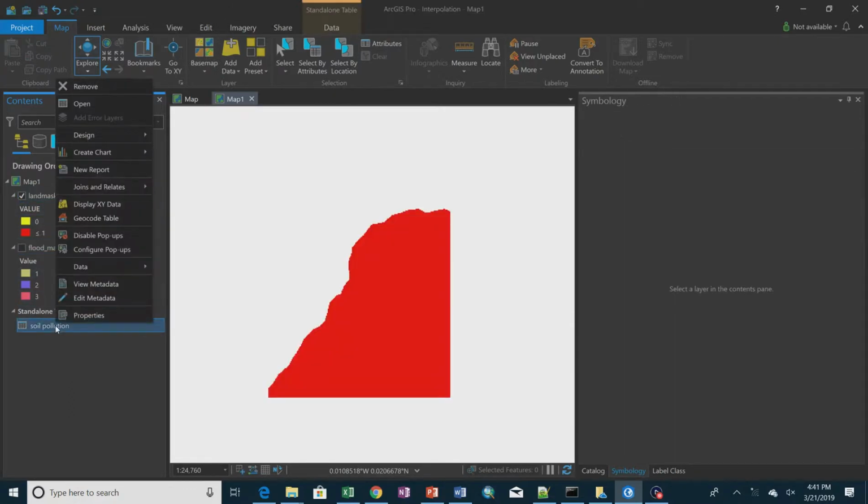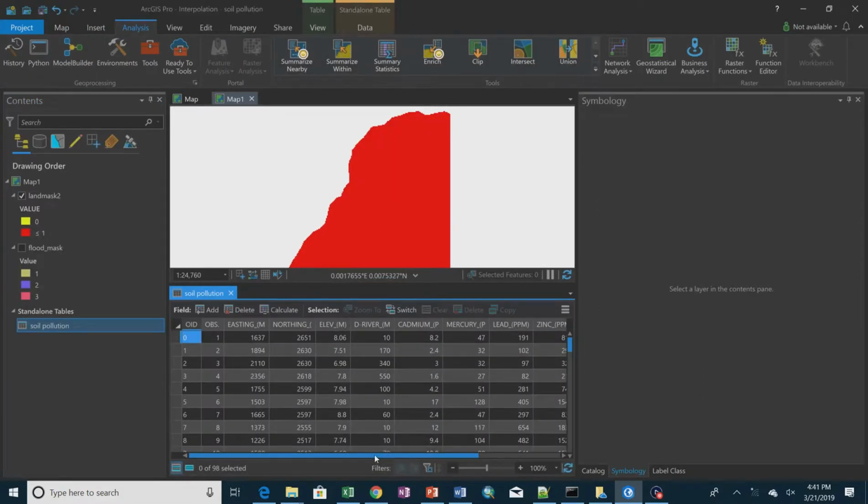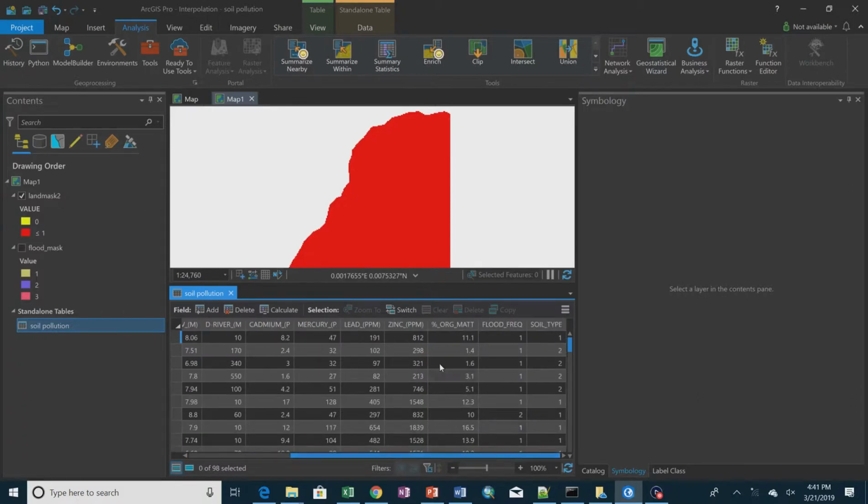If we open up this standalone table, this is where we have our zinc data. So you can't use zinc, but you can use any of these others, lead, mercury, cadmium, because we're going to do the zinc one. We're going to do that one ourselves. We're going to do that one together.